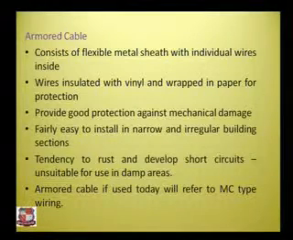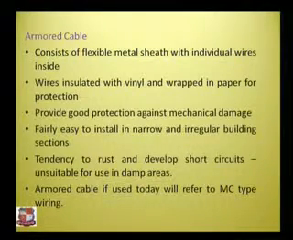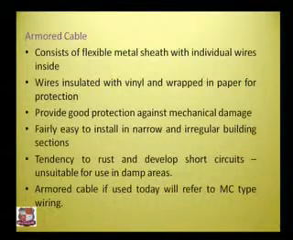So when the structure is not proper and irregular building sections are there, then you should go for armored cable. It has a tendency to rust and develop short circuits, so you should take care while using this kind of cable. It is unsuitable for use in damp areas. If you are using armored cable today, it will be referred to as MC type wiring.